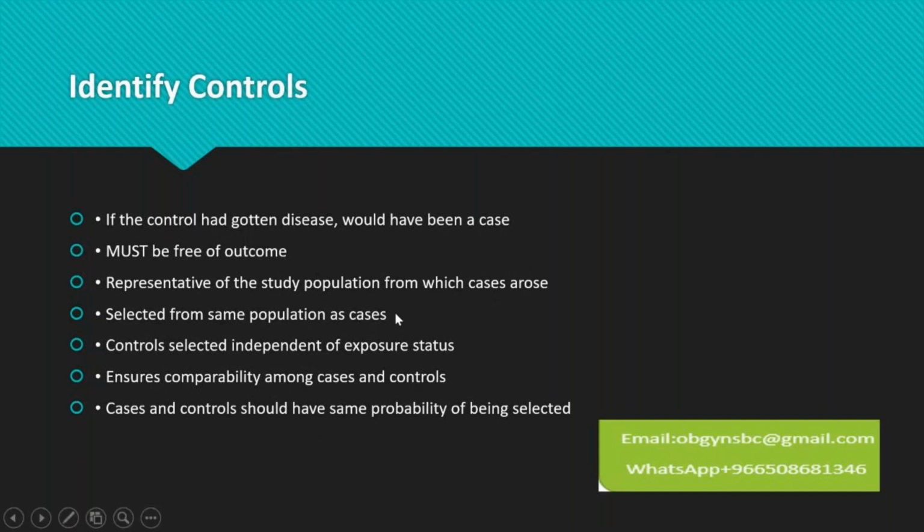So they have to be matched. Controls are selected independent of exposure status, to ensure comparability among the cases and controls. Cases and controls should have the same probability of being selected. It should not be that the cases are more likely to be selected. In that case, that will be a selection bias.